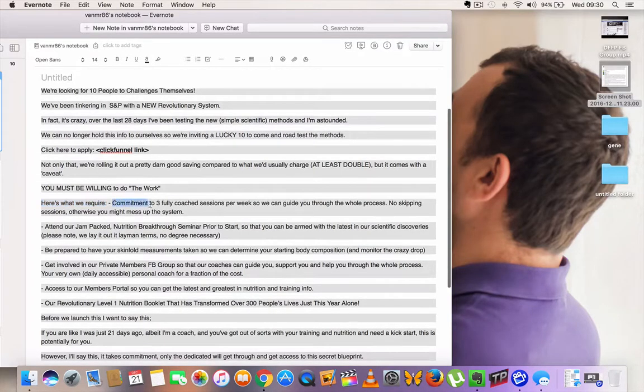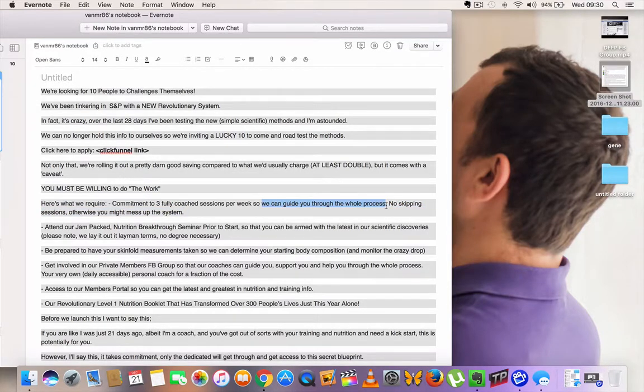So it's basically commitment to 3 fully coached sessions per week. Now they know they're going to get 3 fully coached sessions per week, and they're going to get guidance through the whole process, because we tell them we're going to guide them through the whole process. And we're saying no skipping sessions, otherwise they mess up the system. So what we want there is people who are willing to come at least 3 times a week, who are willing to be guided and to get the results.